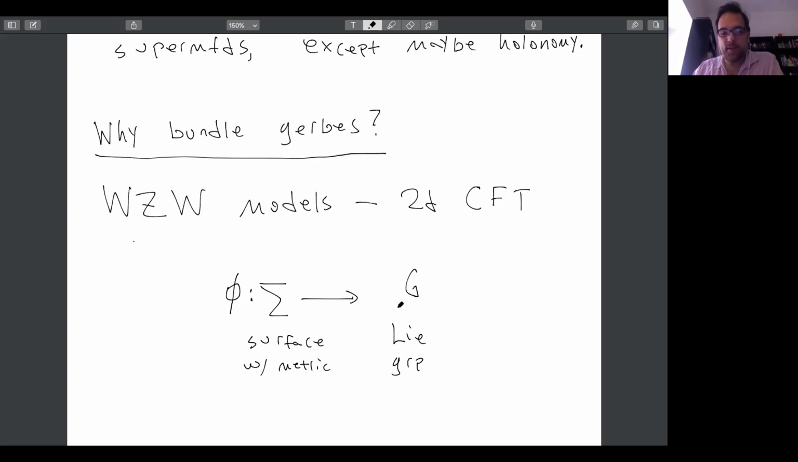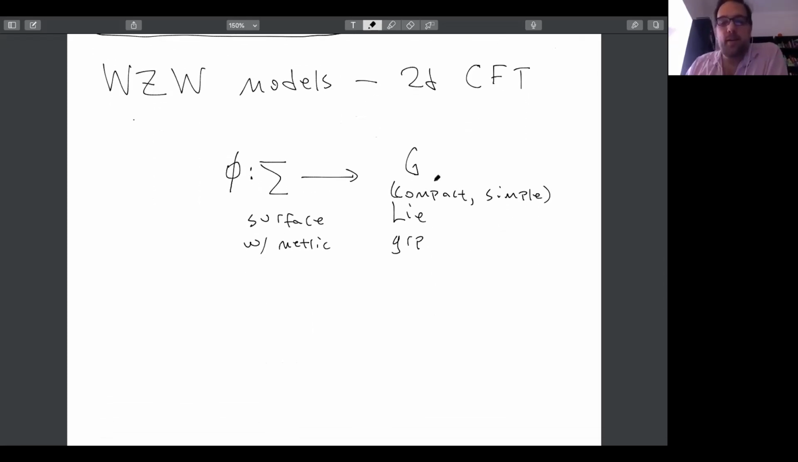And so I'm going to assume that this is a compact, simple Lie group. But it could be reductive. And it could also be a supergroup, and that's the point of this work. So it could be a Lie supergroup. And on every compact, simple Lie group, there is a bundle gerbe.